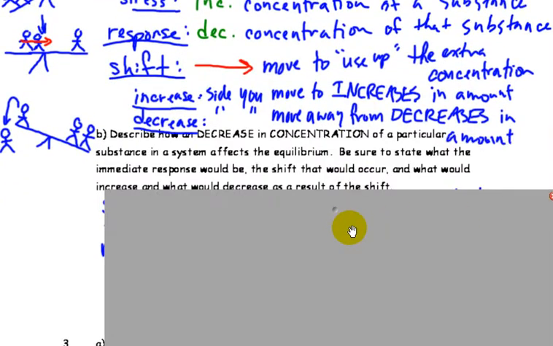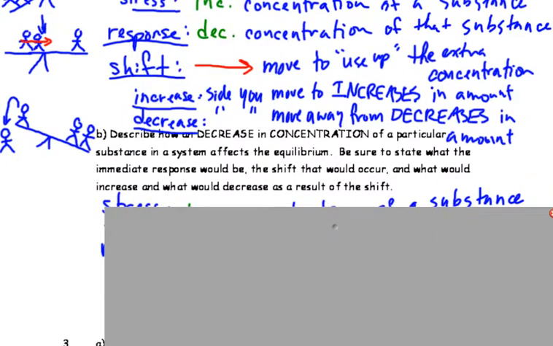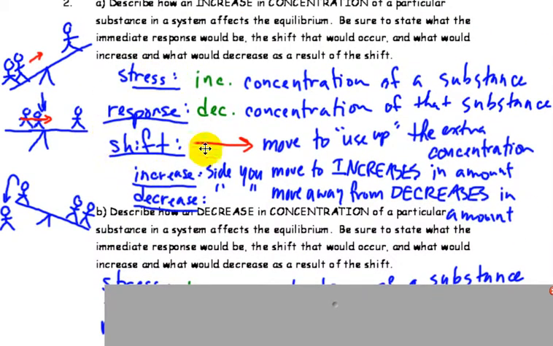You're adding something or taking something off. So before I move on, 4 basic things here. Identifying the stress. The response to the stress is always going to be opposite because you want to undo what was done. And then there's a direction shift. Then as a result, certain things increase. Whatever direction you're moving to will increase in amount. Whatever you're moving away from will decrease.